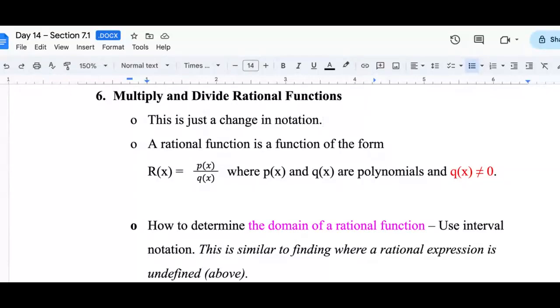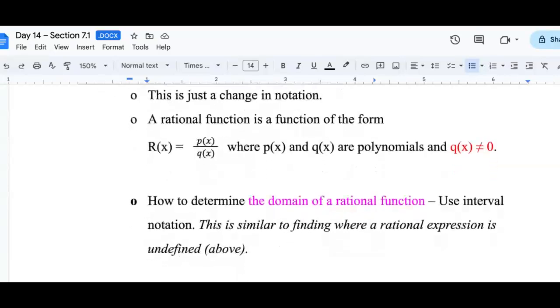So how do we multiply and divide rational functions? When we multiply, we multiply numerator with numerator, denominator with denominator. When we divide, we flip the division sign into multiplication, then we switch the numerator and denominator.